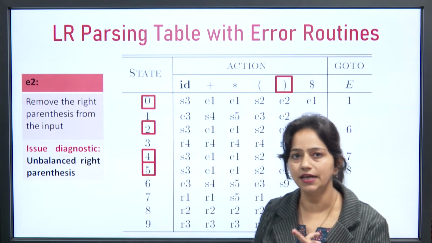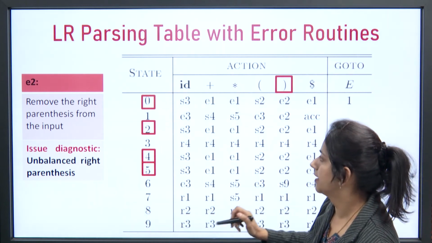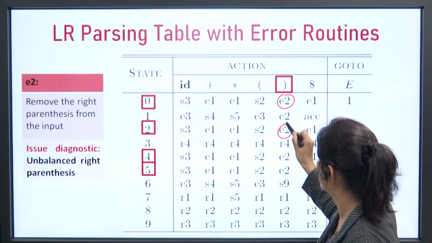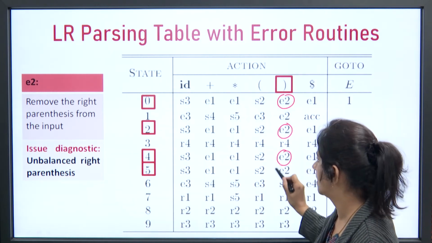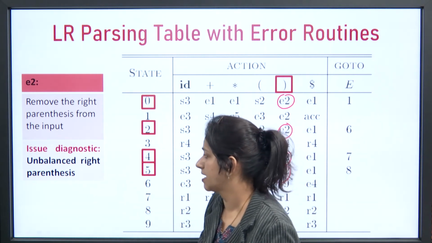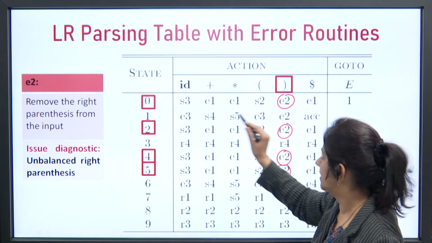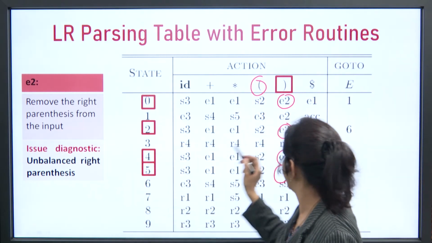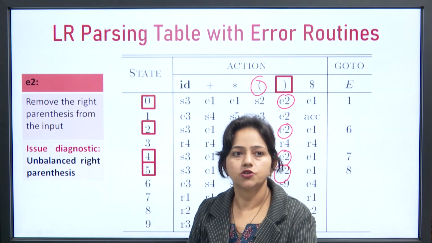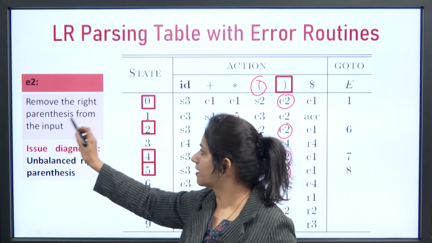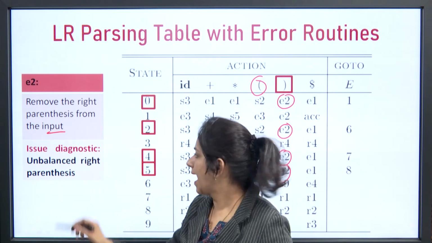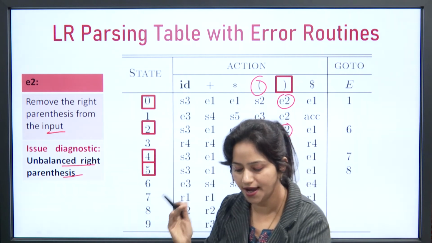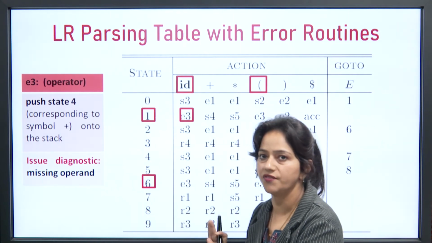Next we will write E2. It is written for states 0, 1, 2, 4; we can see E2 is here, here, here, and here. When this happens, the valid input is id or the opening parenthesis, but we are getting the closing parenthesis. So what we will do here is remove the right parenthesis from the input, and the diagnostic will be unbalanced right parenthesis. We are getting the right parenthesis, so we will simply remove it.